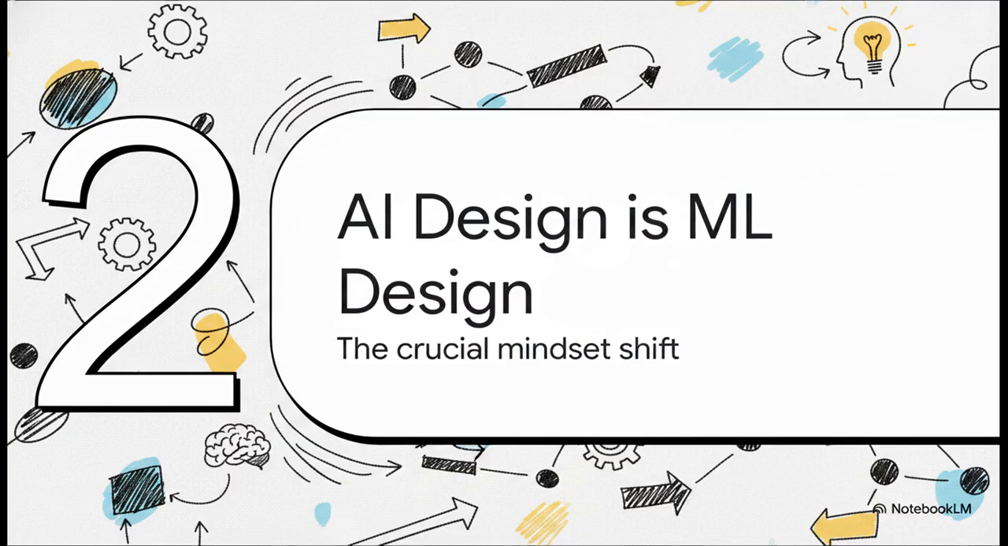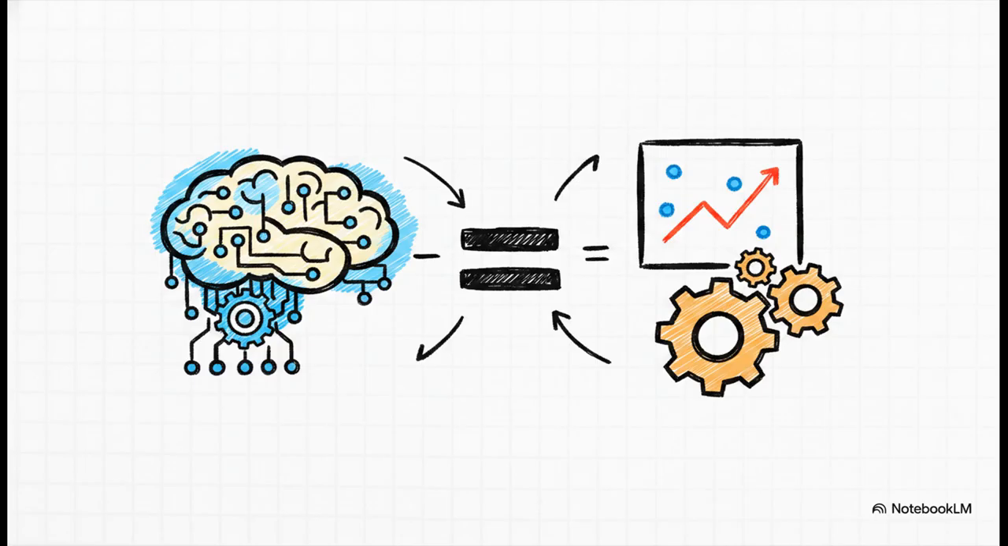Moving right along to Section 2, AI design is ML design. This is a crucial mindset shift you have to make. Make no mistake about it, AI system design is just machine learning system design. The core discipline hasn't fundamentally changed. You are still going to start from requirements and metrics, and you're still going to pick the absolute cheapest thing that clears the bar. But you do have to completely reset your expectations about one specific component.